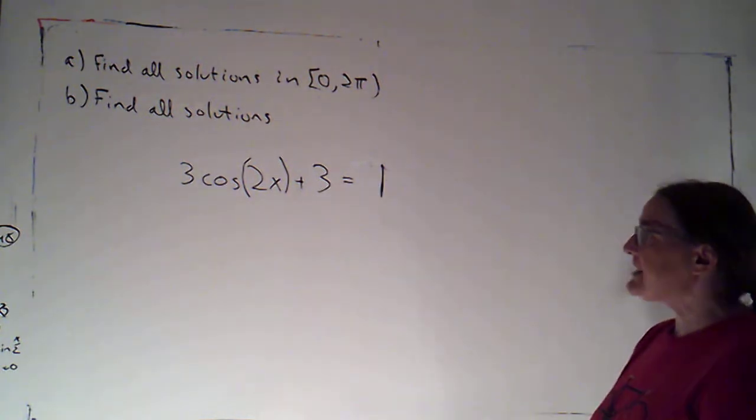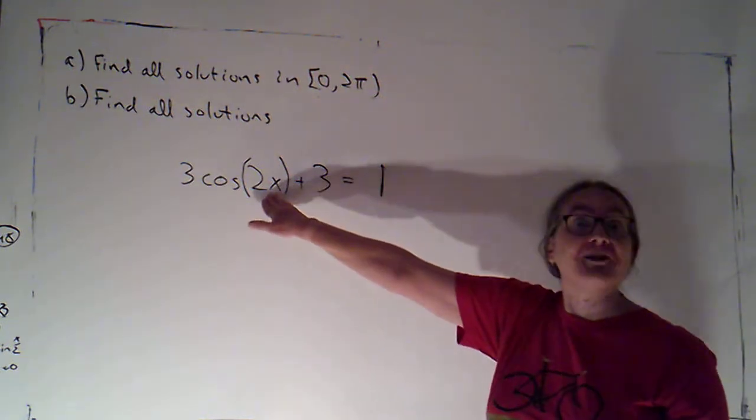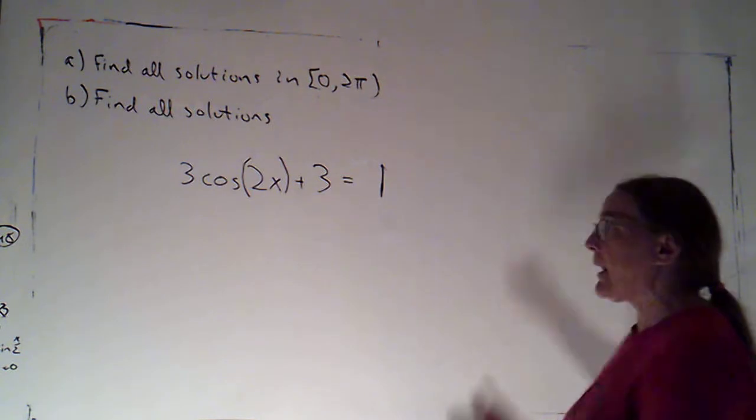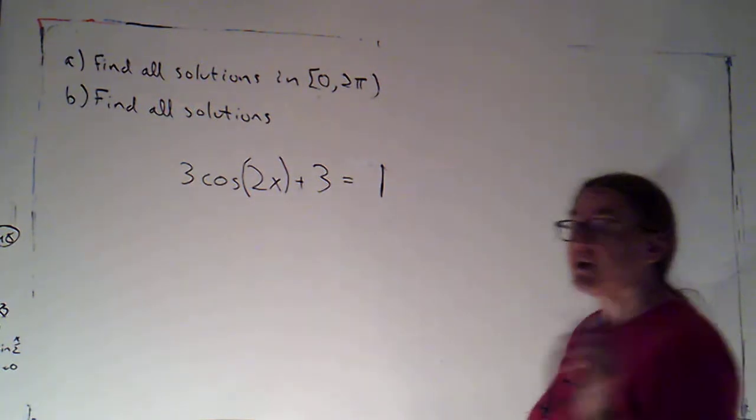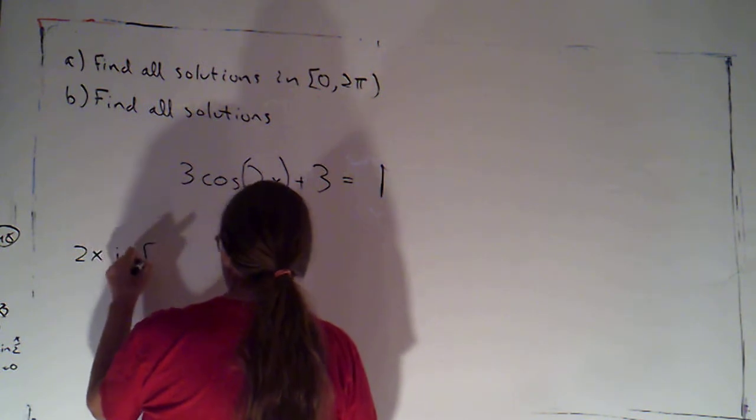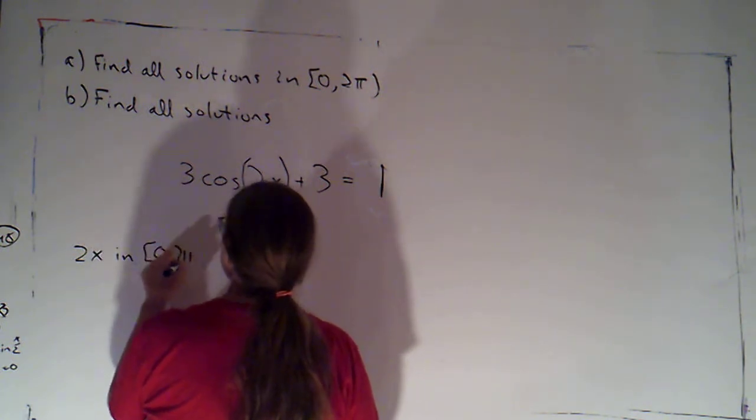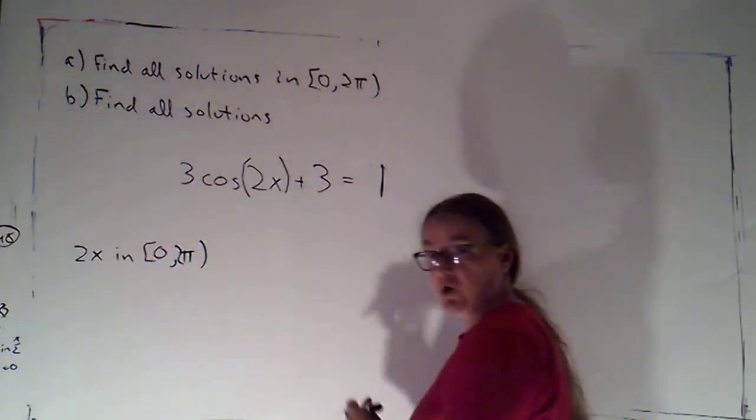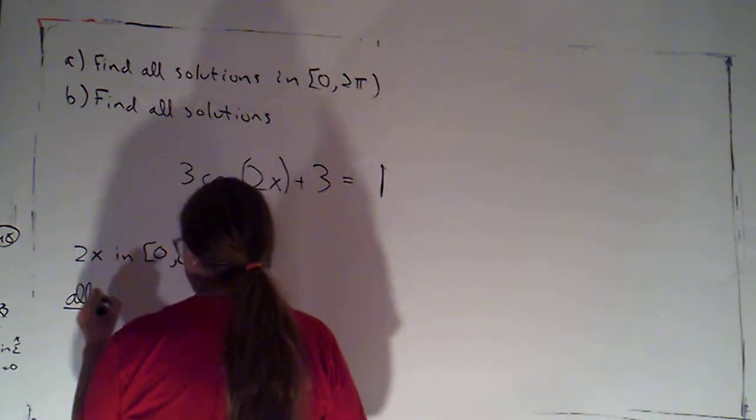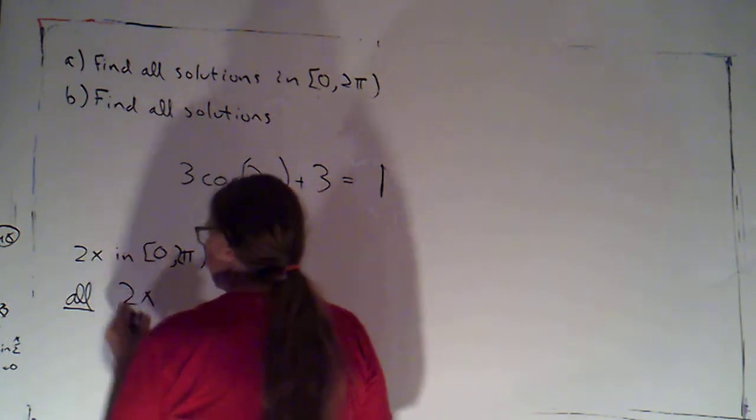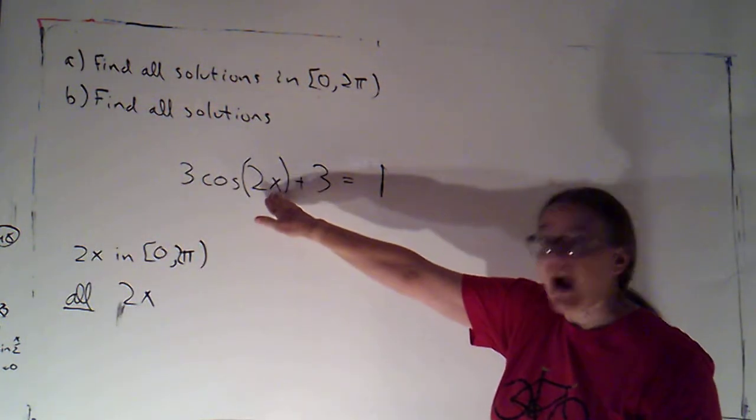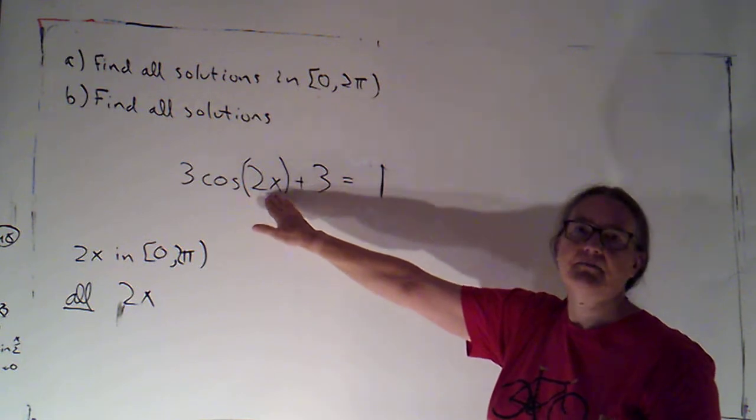What I need to do is say, I know how to figure out what that angle is. I'm used to that angle just being x, but I know how to figure out what the angle is. So what I'm going to do is first of all find 2x in the interval from 0 to 2 pi, in one period of cosine. And then I'm going to find all values of 2x. So I'm going to follow my basic procedure, but what I'm finding is the angle, which is 2x.